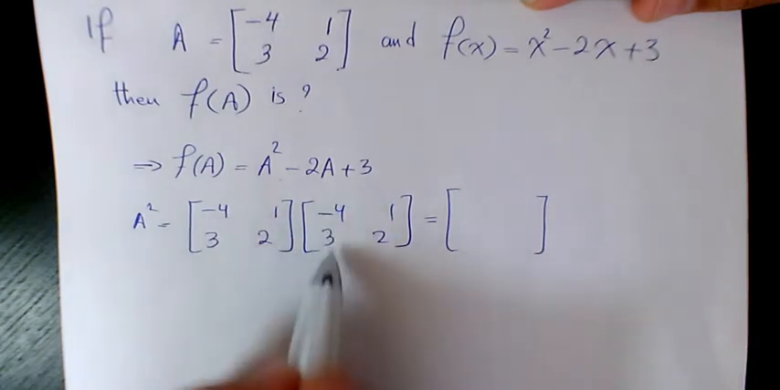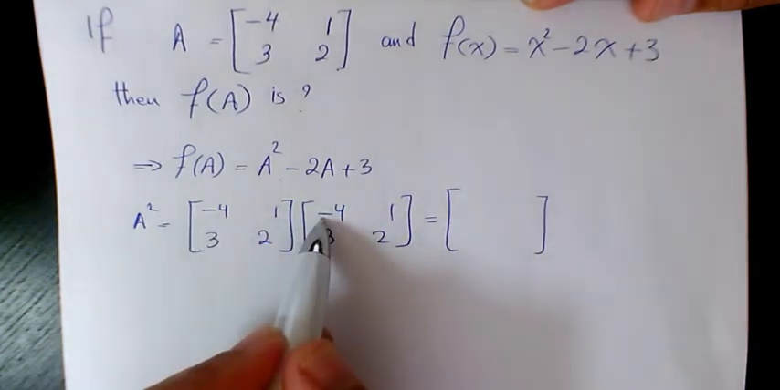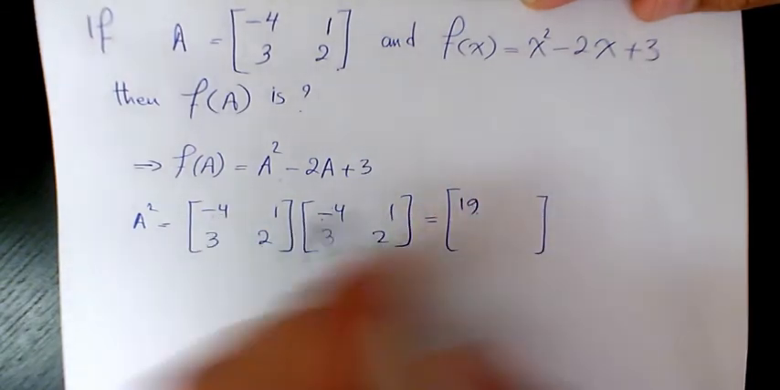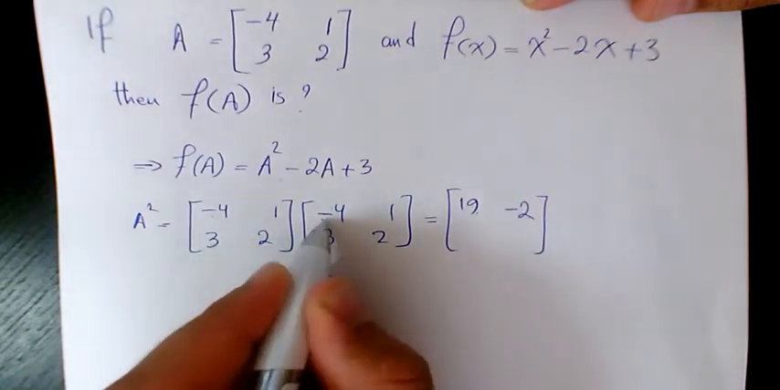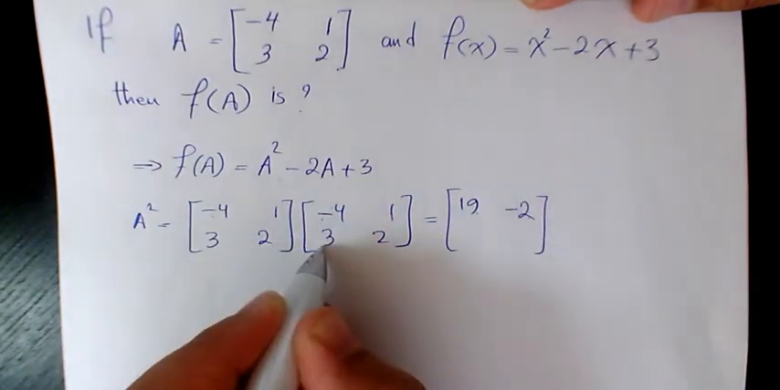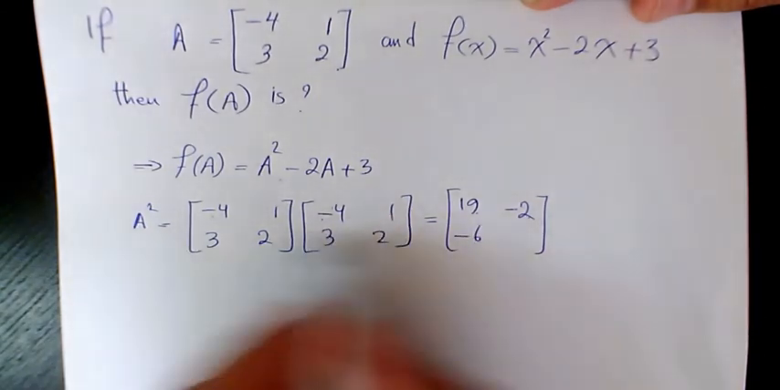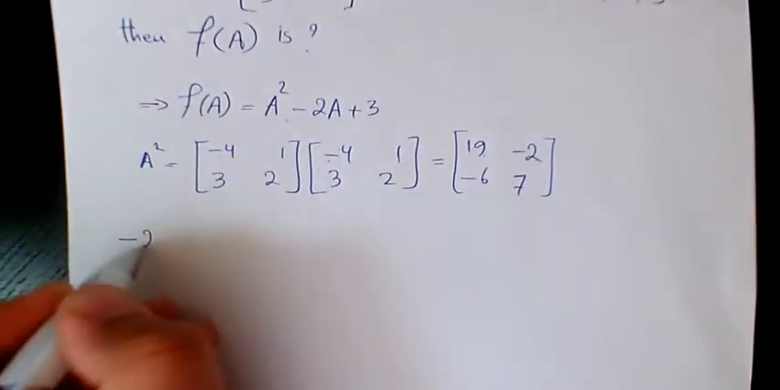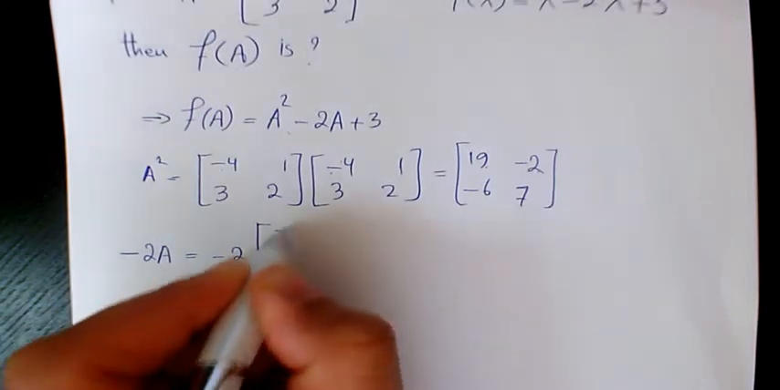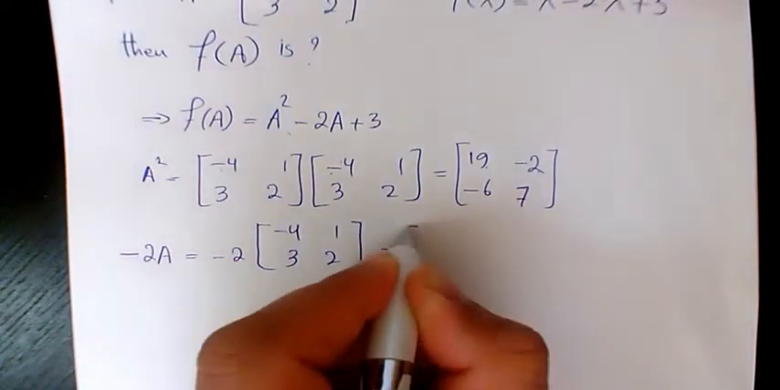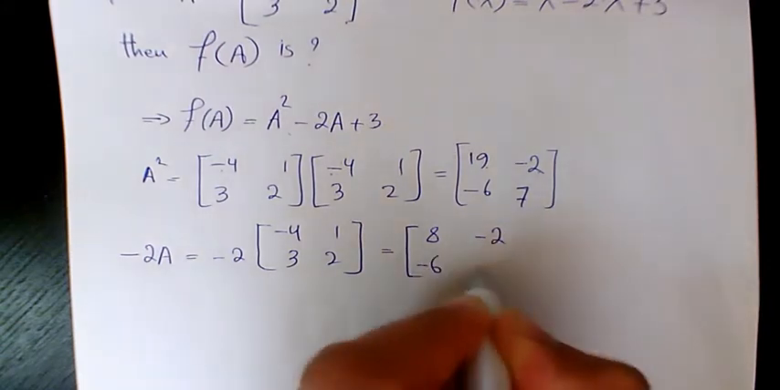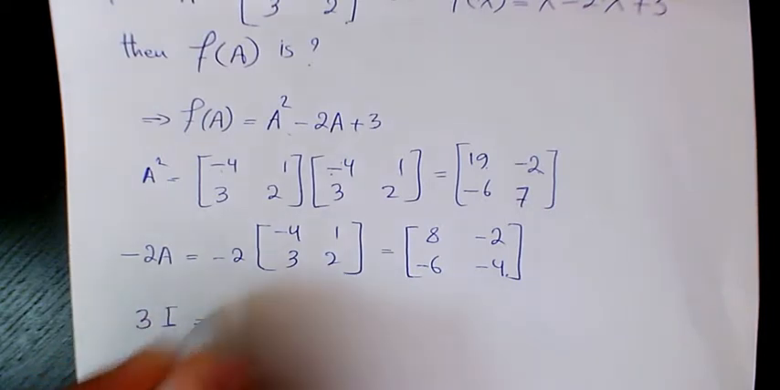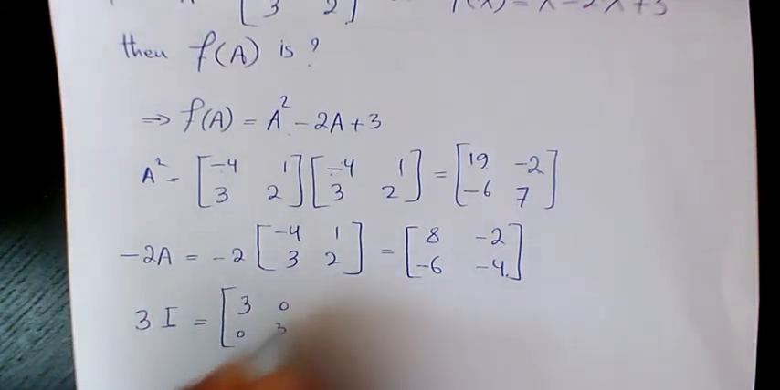So when you multiply it, negative 4 and negative 4, 16, plus 3 is going to be 19. Negative 4 and 1, negative 4, 1 and 2 is going to be 2, so it's going to be negative 2. 3 times negative 4, negative 12, and here is going to be 6, so it's going to be negative 6. 3 and 2 is going to be 7. The next one is negative 2A, which is going to be negative 2 times negative 4, 1, 3, and 2. And the last one is going to be 3I, which will be 3, 0, 0, 3.